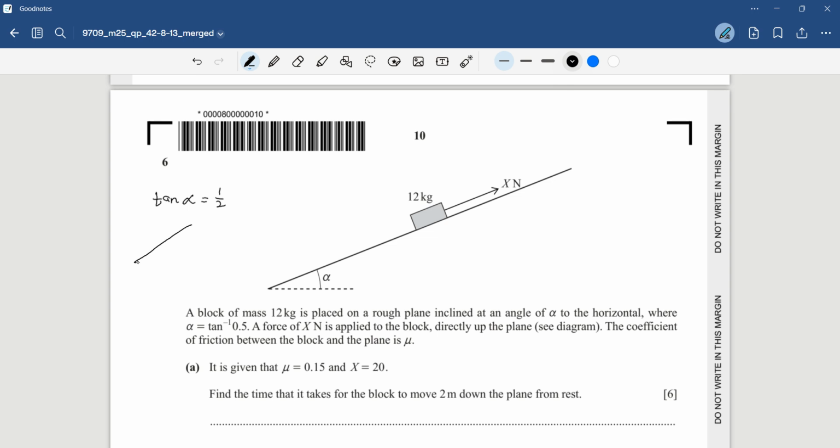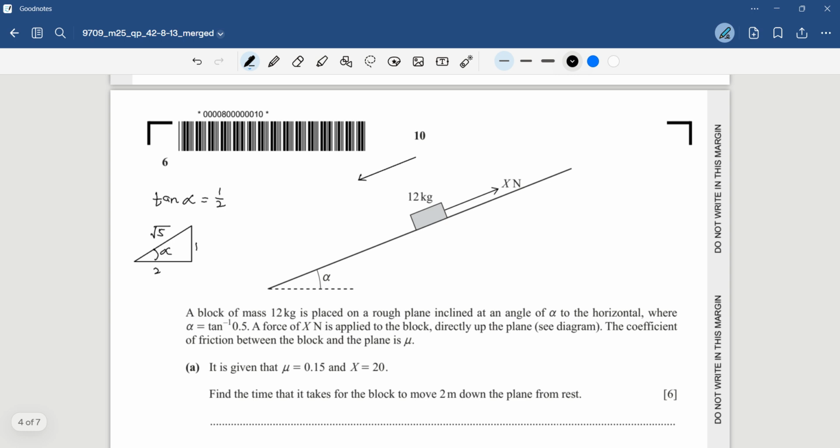So we can draw the right angle triangle. Okay, so here will be alpha, 1, 2, so here will be square root of 5, using the Pythagoras theorem. A force X is applied on the block directly. The coefficient of friction between the block is mu. Okay, it's given mu equal to 0.15, X equal to 20. Find the time that it takes for the block to move 2 meters down. So means the direction is here. This is the direction of the particle.